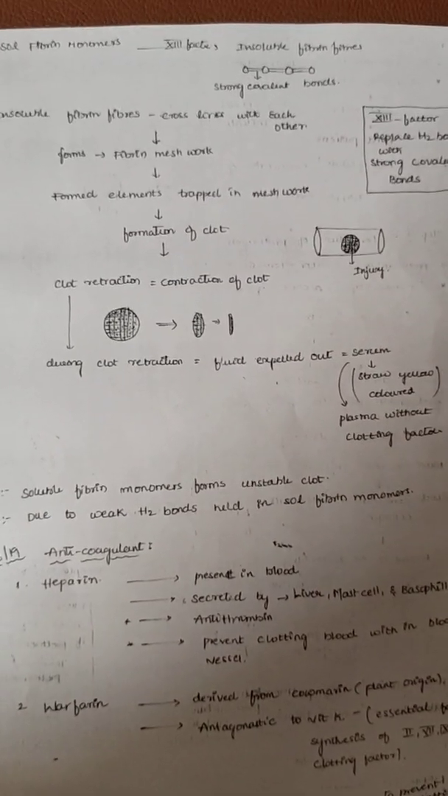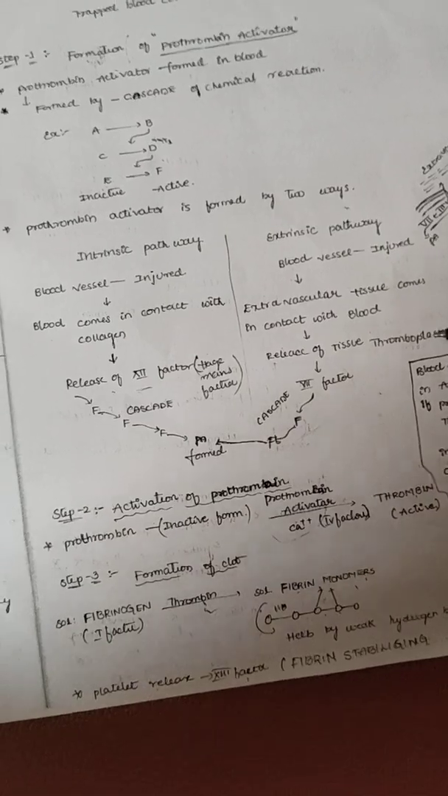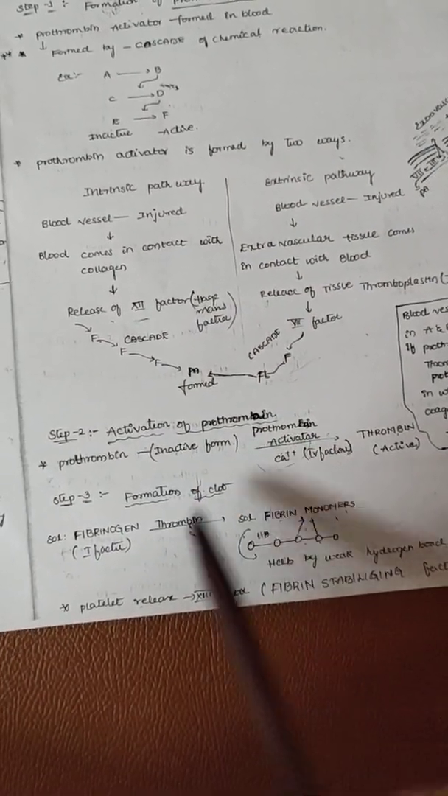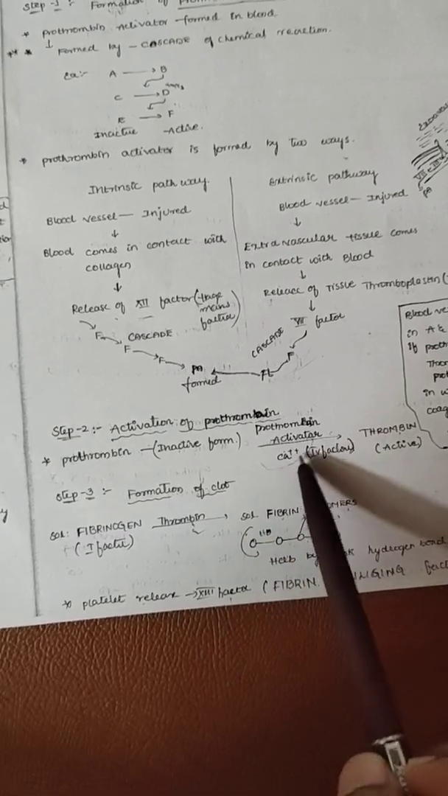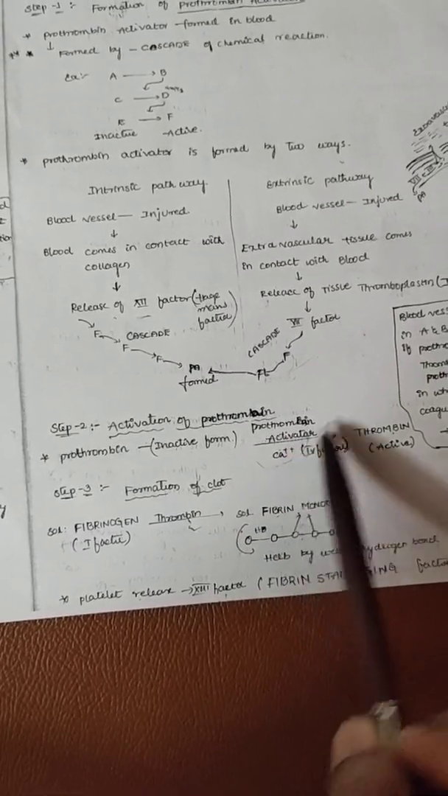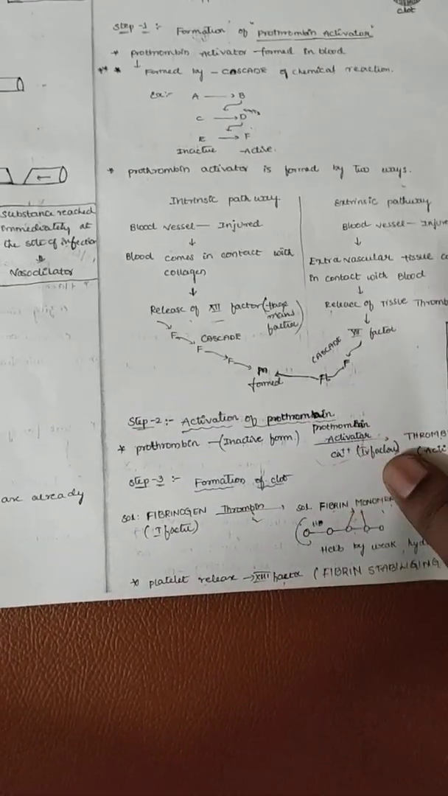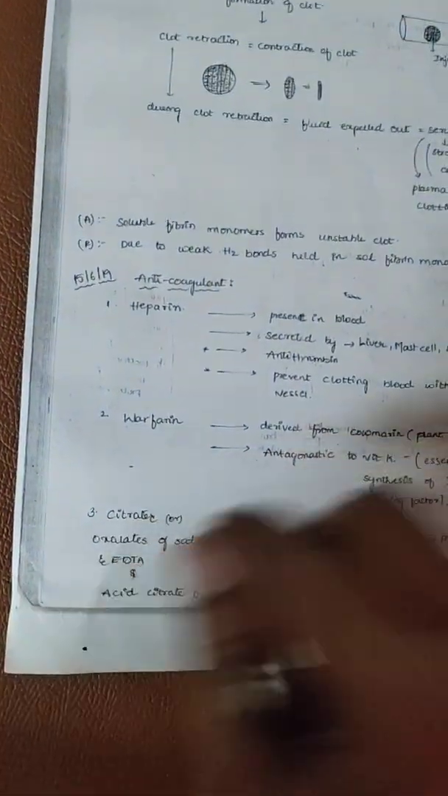That's why for blood clotting we mainly need these factors: the 12th factor, the 7th factor, and then prothrombin activator, then also thrombin, and also calcium, and also fibrin stabilizing factor. Mainly these factors influence the formation of blood clotting.